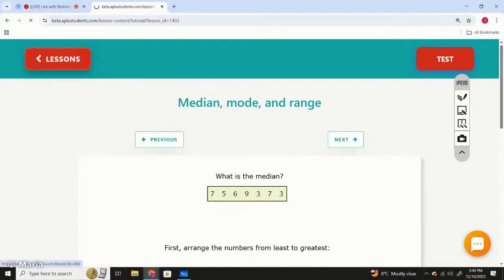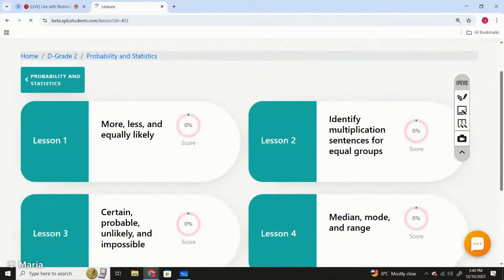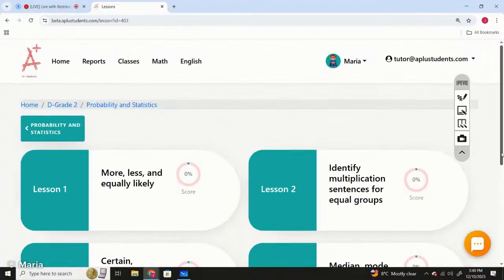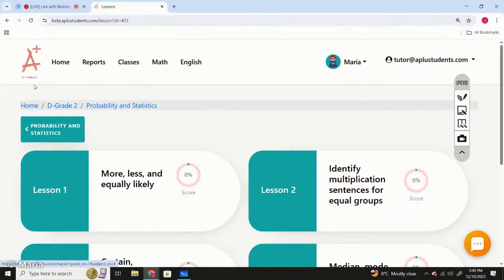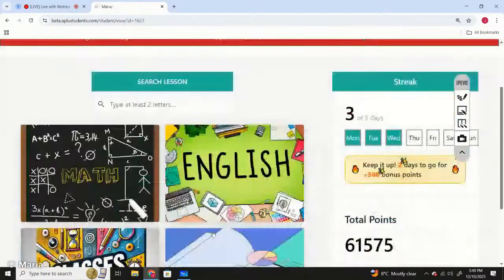So we were working on grade 2 math. The chapter we were working on is probability and statistics. The lessons we have covered today are more, less, and equally likely; identify multiplication sentences for equal groups; certain, probable, unlikely, and impossible; and median, mode, and range. So please make sure before the next session you complete all the practice lessons we just did. That is your homework until the next session.